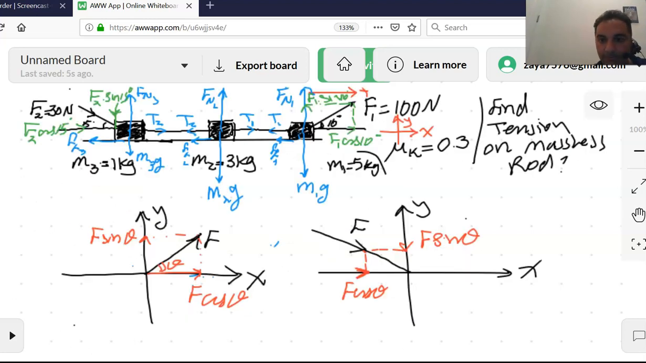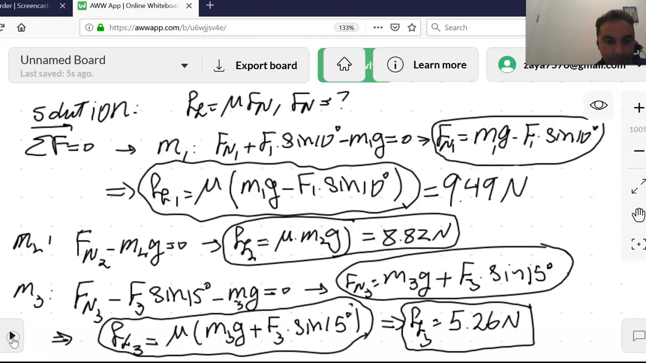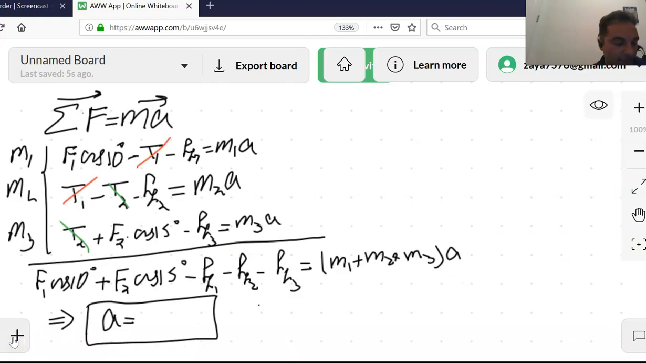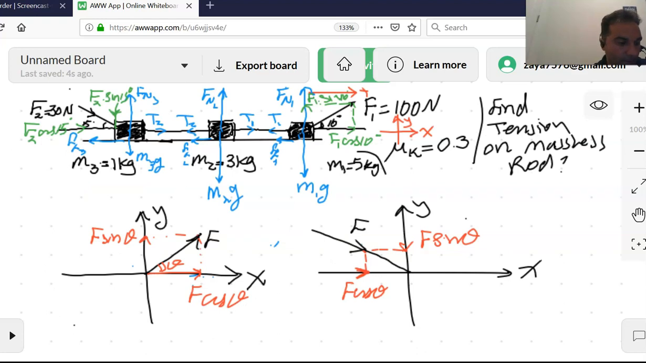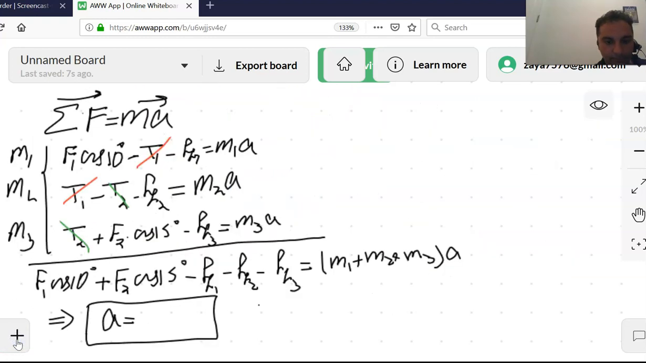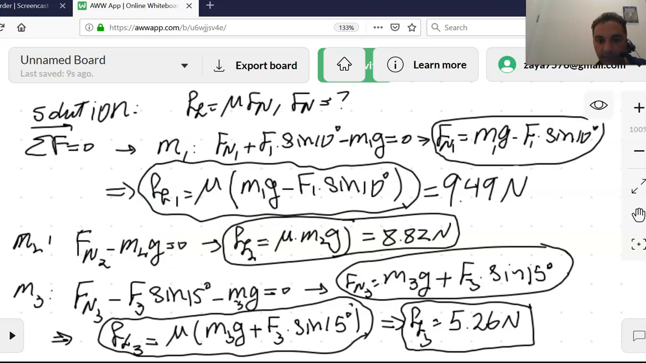So how much is F1? 100 cosine of 10. How much was F2? 30 cosine of 15, minus, what is friction force?